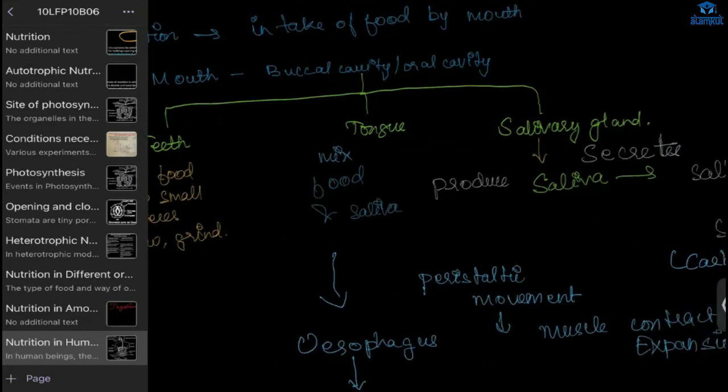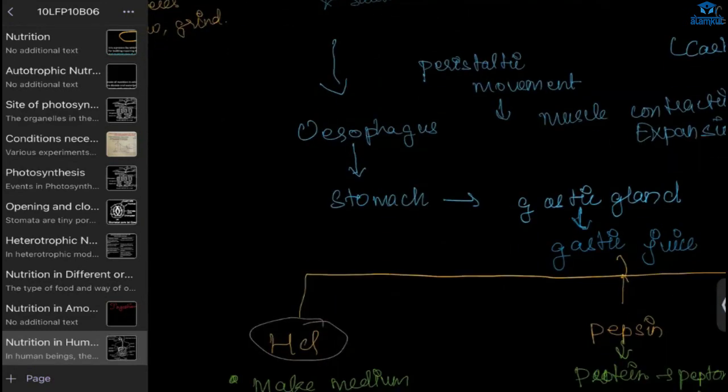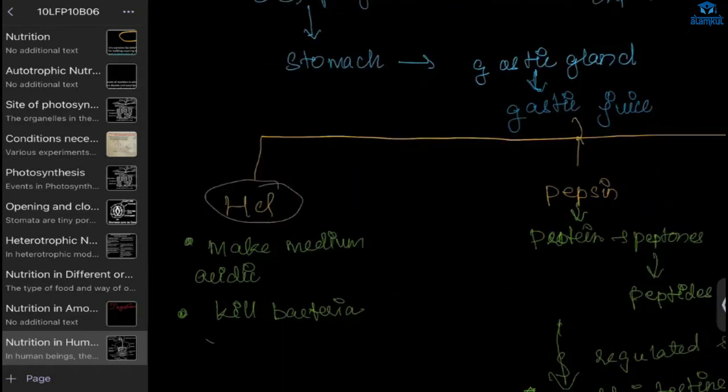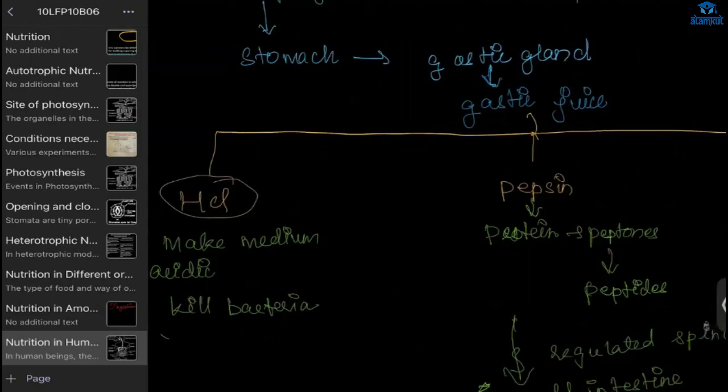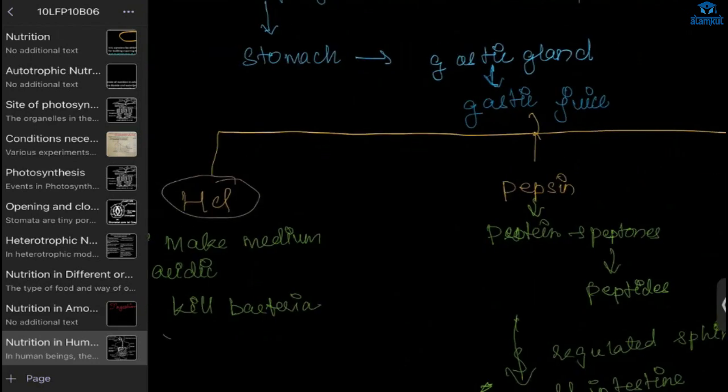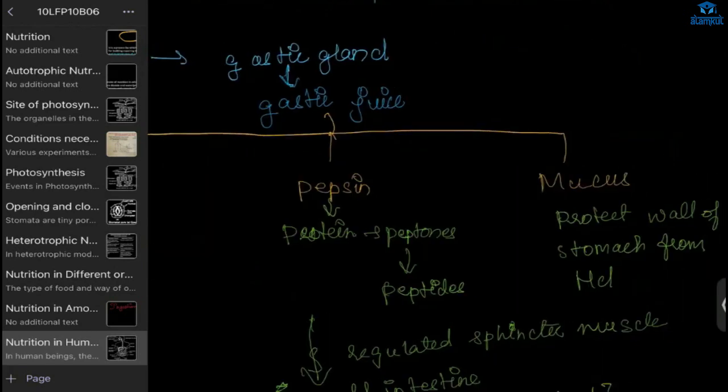Next, through the peristaltic movement, the food will go to the esophagus, and from the esophagus it will go to the stomach. Stomach, what will happen there? There will be HCl, pepsin, and mucus. HCl will make the medium acidic. Pepsin, because the medium is acidic, will break down protein into simpler form. Then the mucus will protect the stomach.